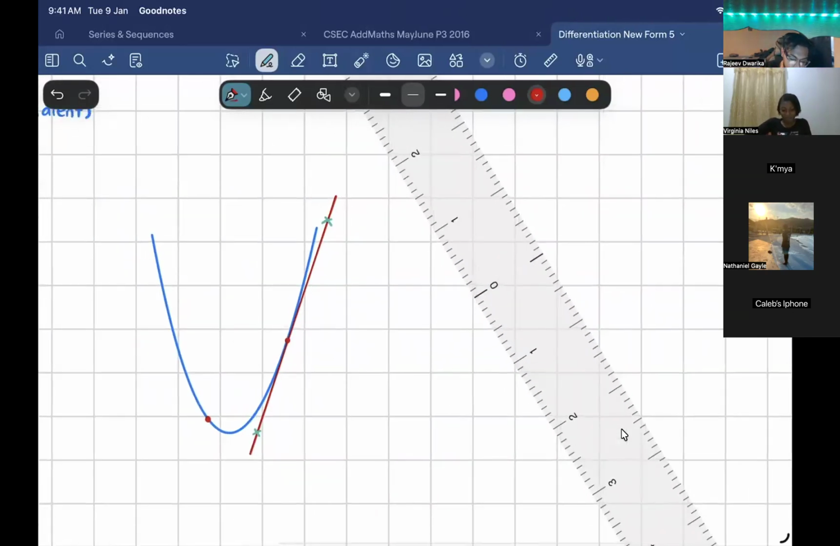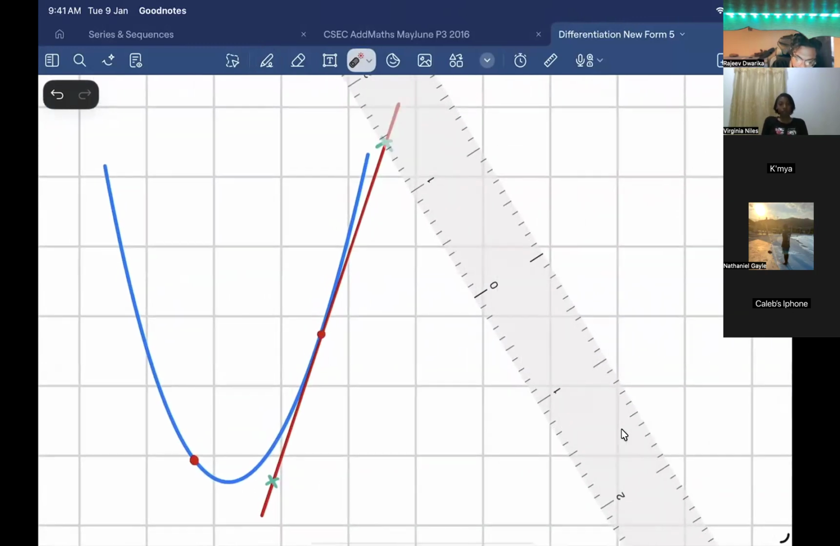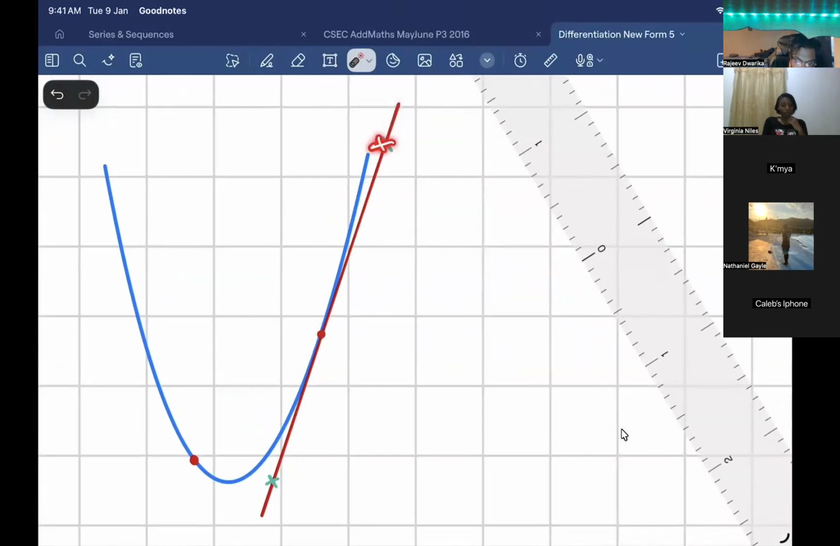Here's the thing, right? For a curve, the gradient is changing at every single point. In regular maths, if you want to find the gradient at a specific point, you're going to draw a tangent to that point, take two points from the tangent, and find the gradient using y2 minus y1 over x2 minus x1. That's what you would do.